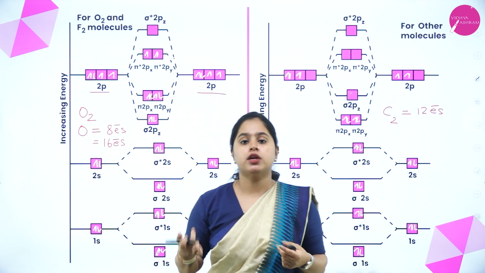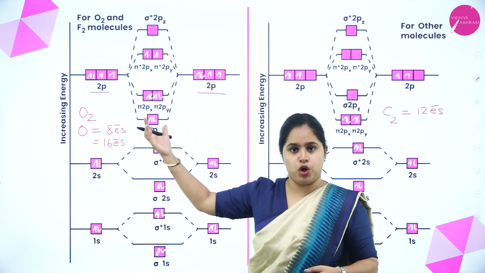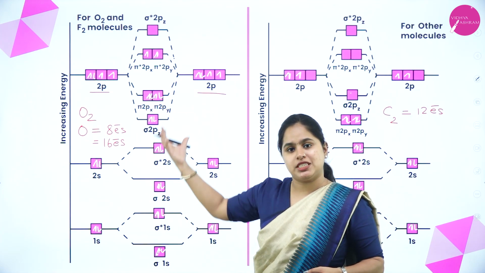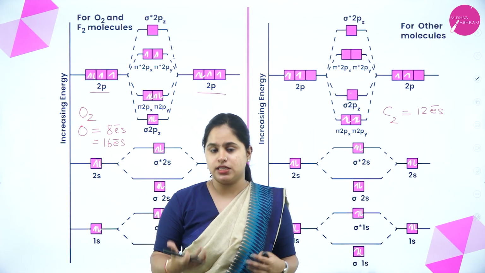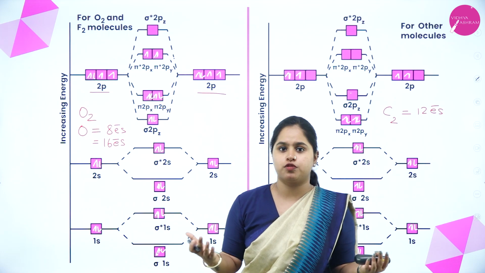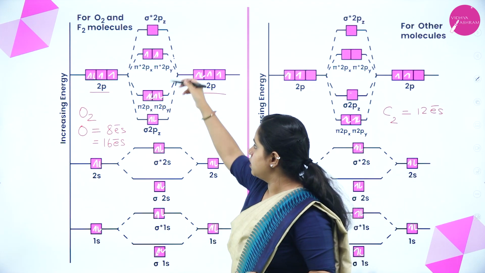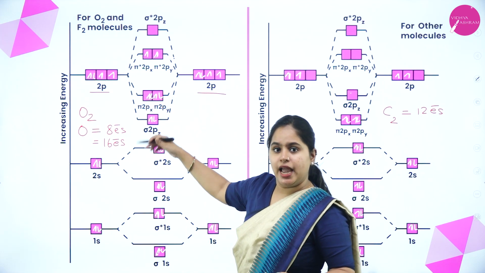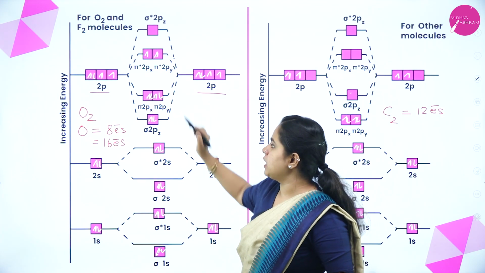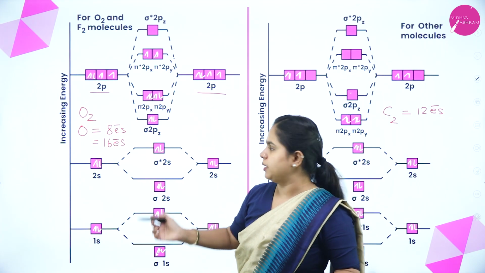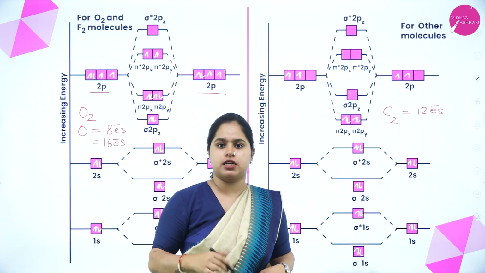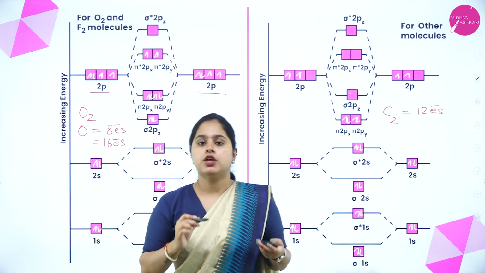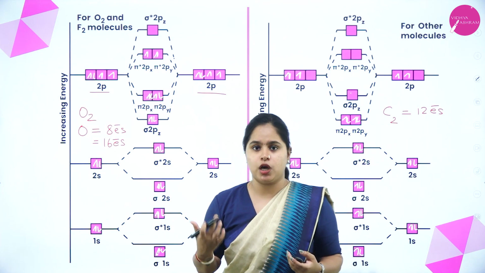So I hope it is clear how the molecular orbital diagram can be made for oxygen and fluorine molecules, and for the other molecules. The difference between both of them is clear: there is a small change in the energies of sigma 2pz and pi 2px equal to pi 2py. Here sigma 2pz comes with less energy, and there pi 2px equal to pi 2py does. So I hope you are clear with how to represent the molecular orbital diagram.